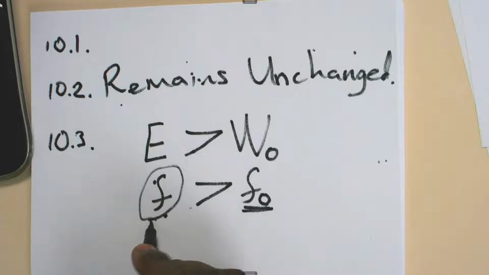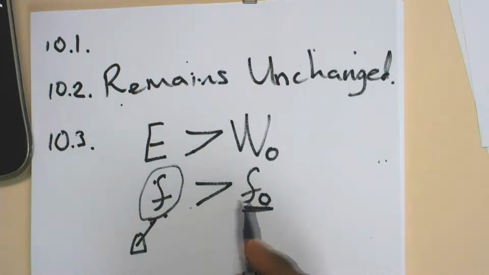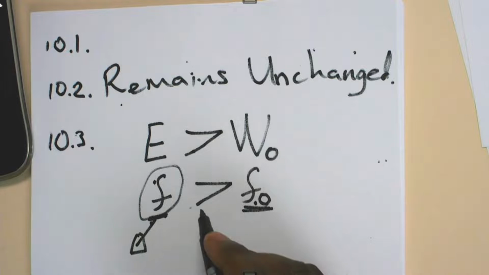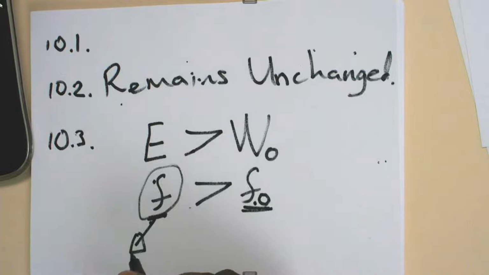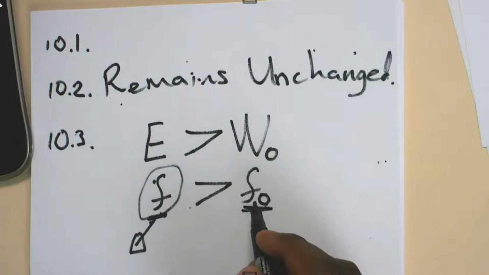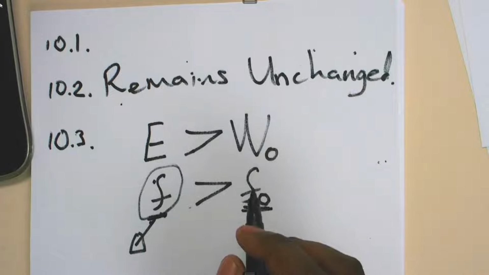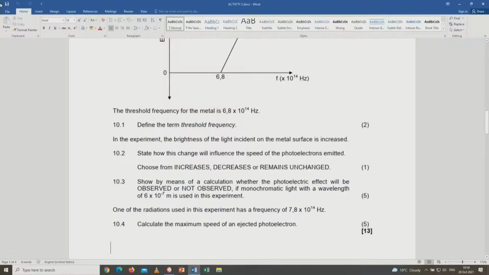We are calculating frequency because we want to compare it to the threshold frequency. If the frequency that we calculate here is greater than the threshold frequency, then it means that the photoelectric effect will take place. But if this frequency is less than the threshold frequency, then the photoelectric effect will not take place. So let us go back to the question. Show by means of a calculation whether the photoelectric effect will be observed or not observed if monochromatic light with a wavelength of 6 times 10 to the power minus 7 meters is used in this experiment.